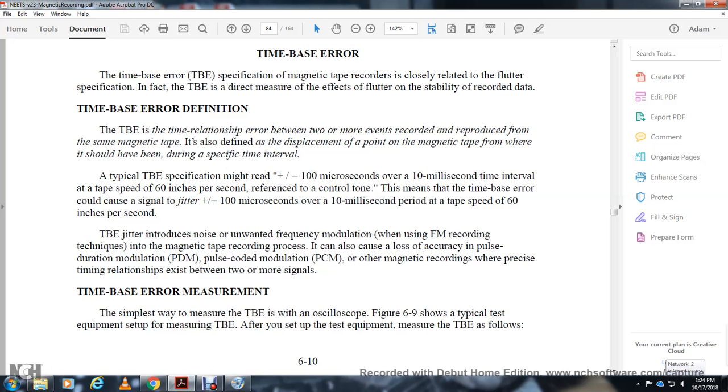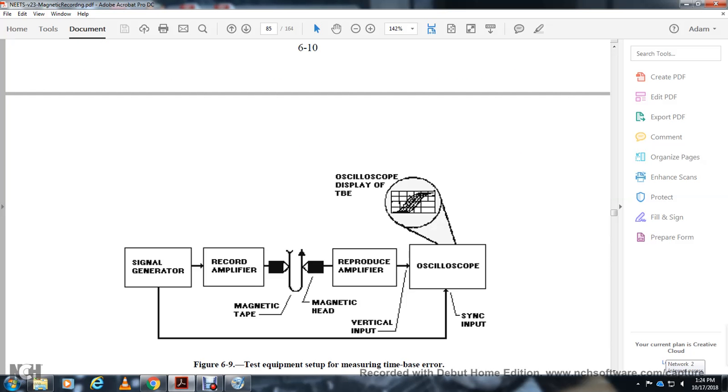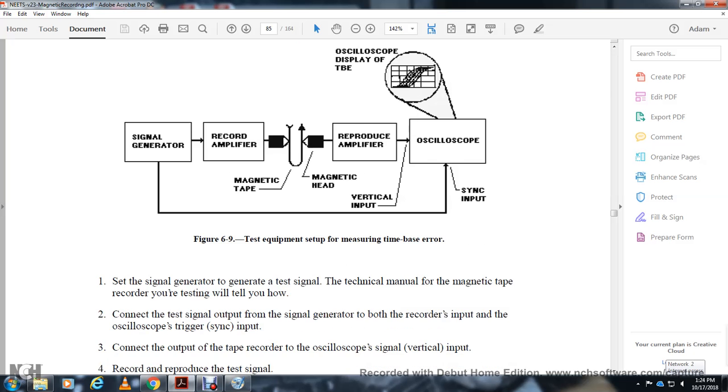The simple way to measure the time-based error is also low. Figure 69 shows a typical test of the equipment for measuring time-based error. The test equipment for the time-based error is as follows: the signal generator, recorder amplifier, magnetic head and reproduce amplifier, oscilloscope vertical input, sync input, and oscilloscope display the time-based error.